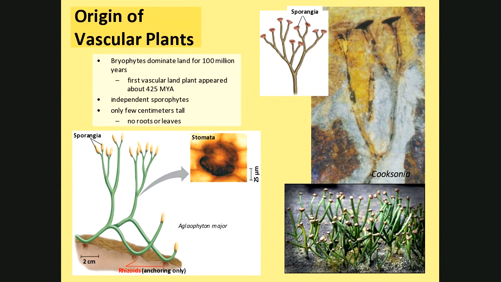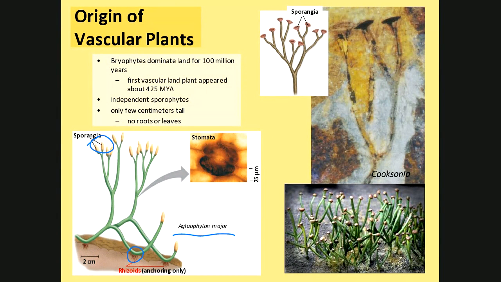Cooksonia, again, didn't have any roots, but it was anchoring to the surface. So these organisms were the ones we saw in the original picture that were growing along the shoreline. All right, Cooksonia, remember, is the extinct one. Don't get that confused with the whisk ferns, which I'll talk about later on. But here's the sporangia. Aglaophyton major is this critter's name, or was this critter's name.